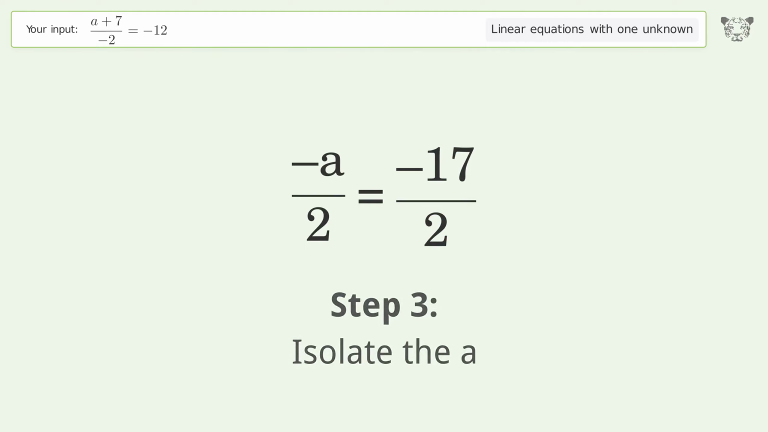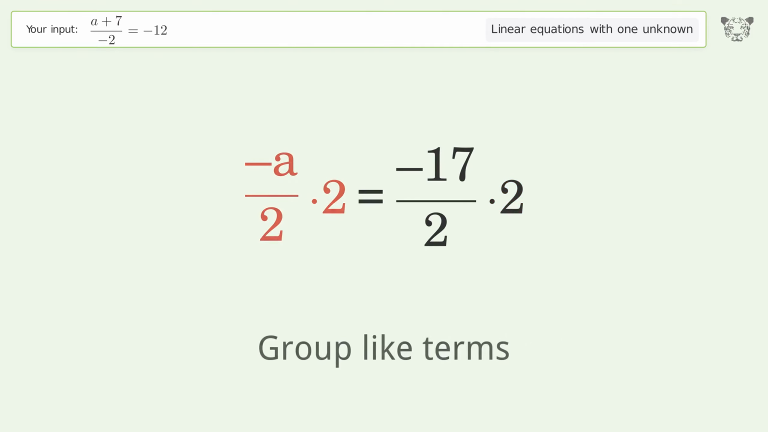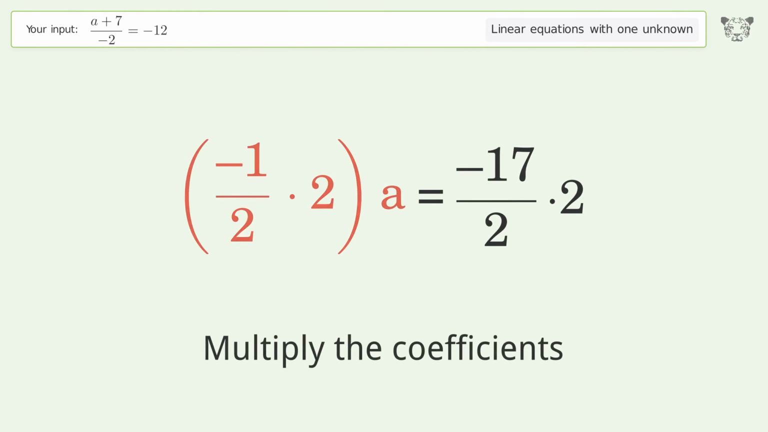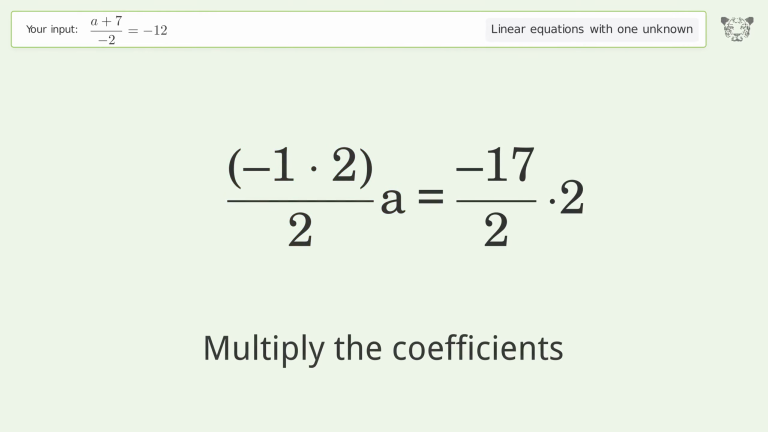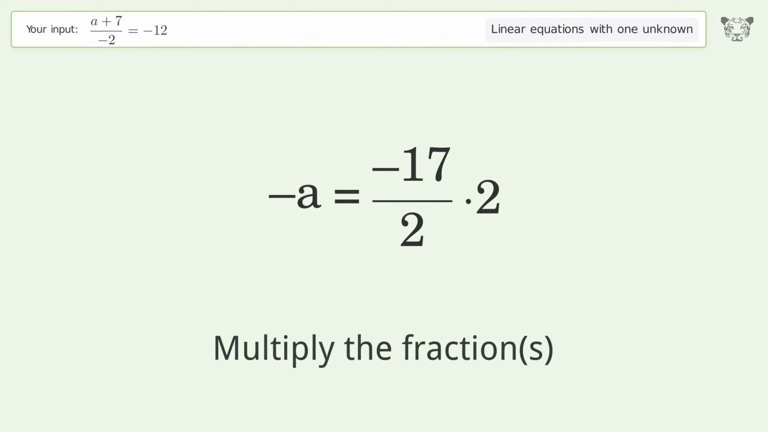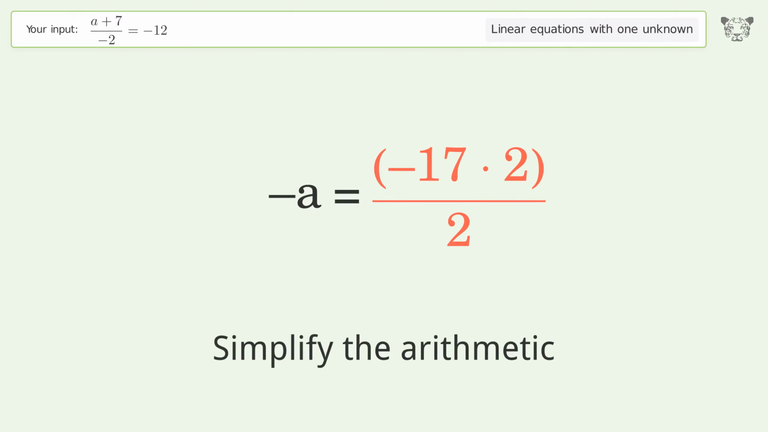Isolate the a. Multiply both sides by 2. Group like terms. Multiply the coefficients. Simplify the arithmetic. Multiply the fractions. Simplify the arithmetic.